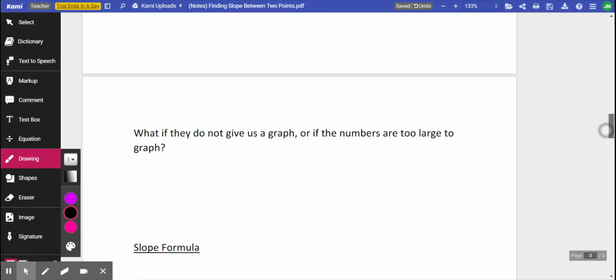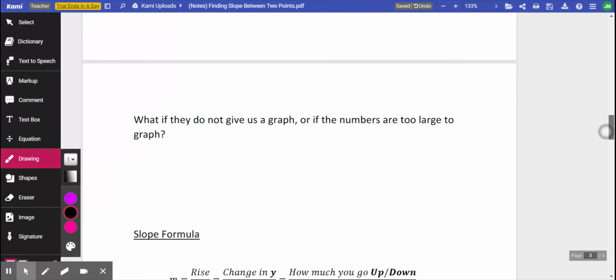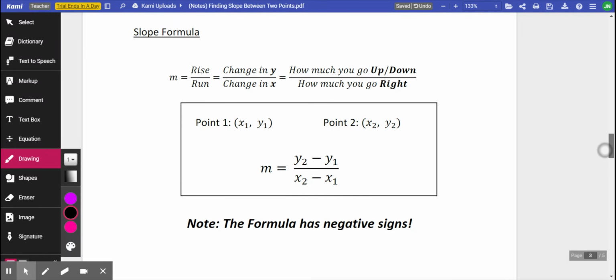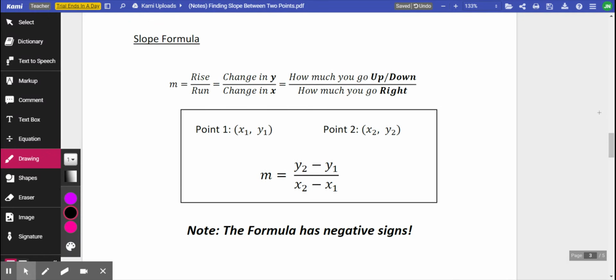The only thing that I will go over is what happens if they don't give us a graph or if the numbers are way too big to graph. And this is where the slope formula comes into play. So if you want to go ahead and pause the video, you should go ahead and pause it just so you can see what the formula is and how you use it.